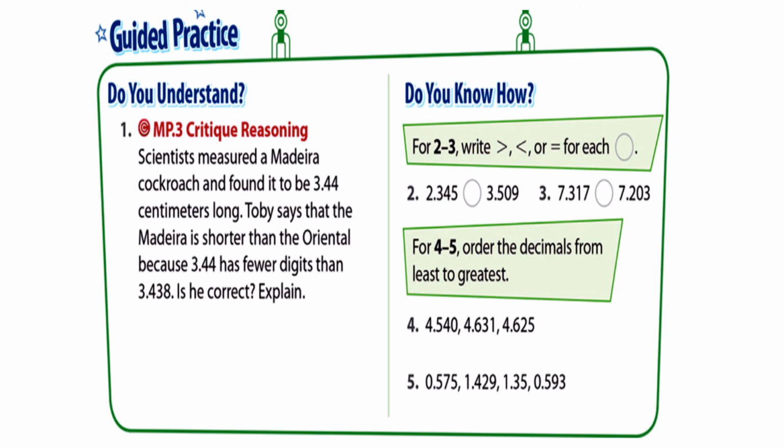And now let's solve the questions in the book. Question number 1 says that scientists measured the Madeira cockroach and found it to be 3.44 centimeters long. Toby says that the Madeira is shorter than the Oriental because 3.44 has fewer digits than 3.438. Is he correct? Let's explain. Of course, guys, 3.44 has fewer digits than 3.438. But 3.44 can be written as 3.440, because if we add 0 to the right of the decimal number, the value of the number doesn't change.